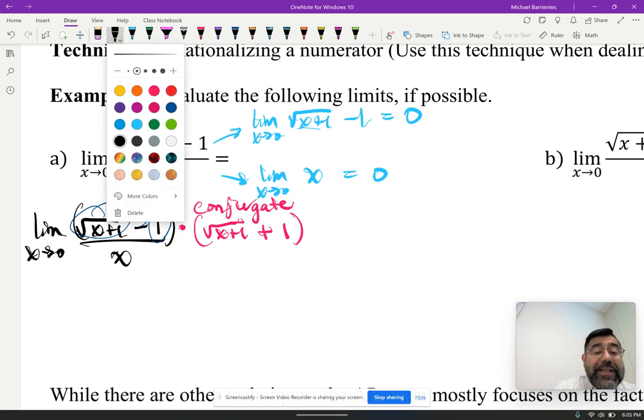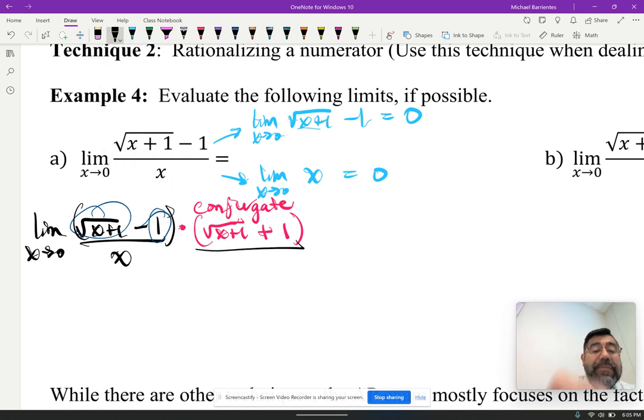But if I do it in the numerator, I've got to do it in the denominator. So I'm going to multiply the bottom by the conjugate as well. The conjugate of the numerator, or the conjugate of the part that has the square root.